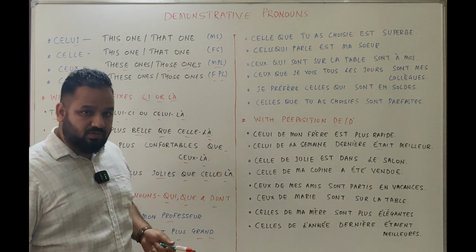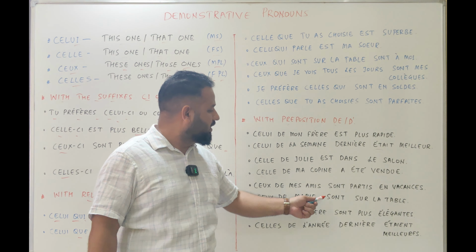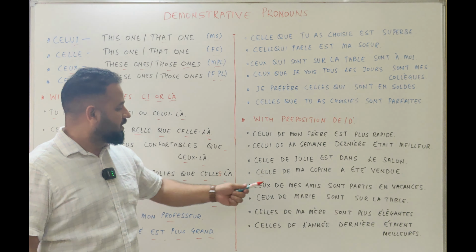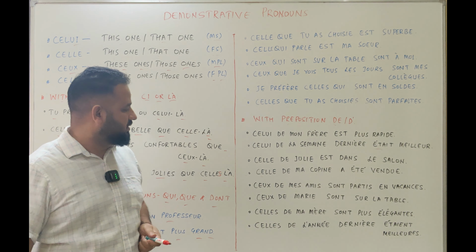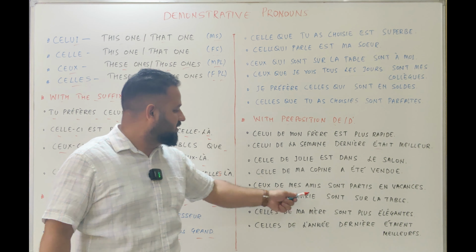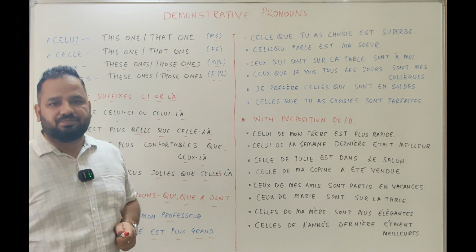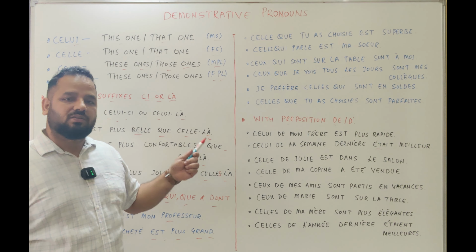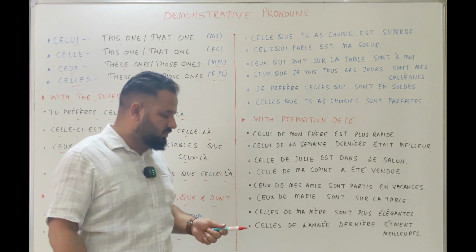One more example for masculine plural. Ceux de Maggie sont sur la table. Maggie's ones are on the table. This is plural, masculine plural.